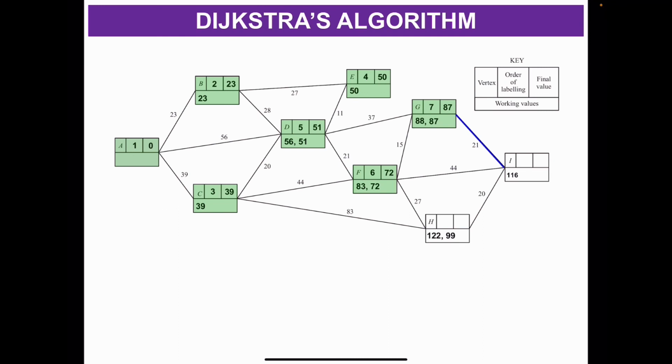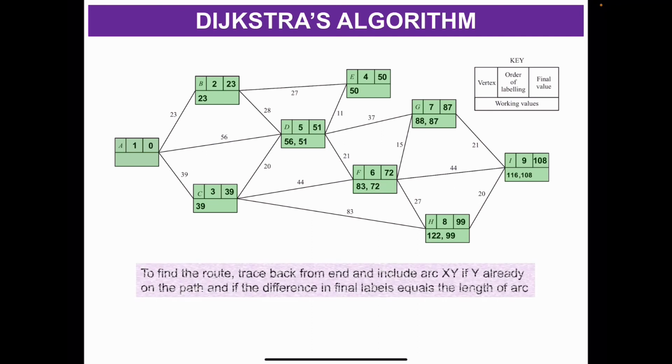87 plus 21 is 108, and now out of these two, obviously 99 is smaller, that's the 8th vertex, with its final value. And 99 plus 20, that's too much, 119 is more than 108, so the final label of the I vertex is the 9th vertex, and the shortest route is 108.